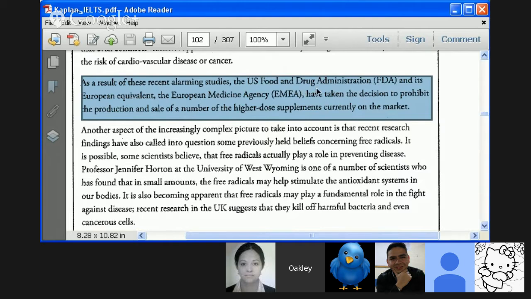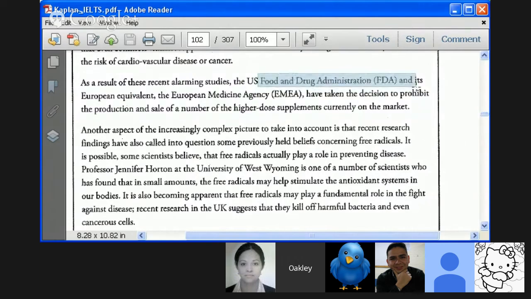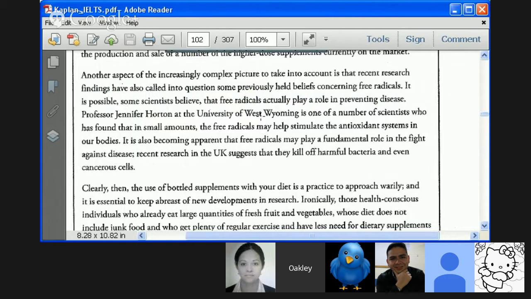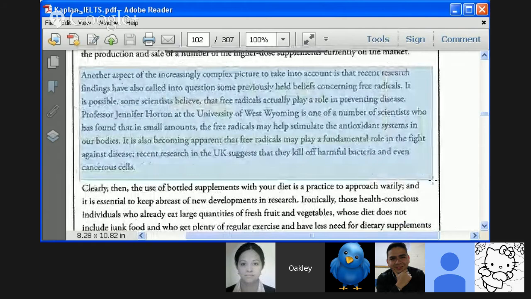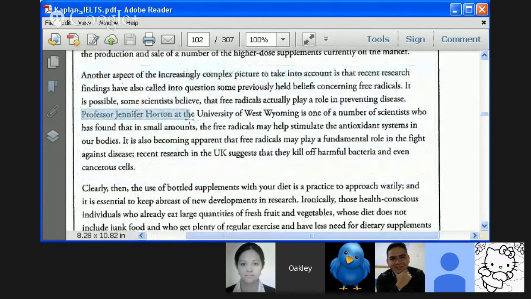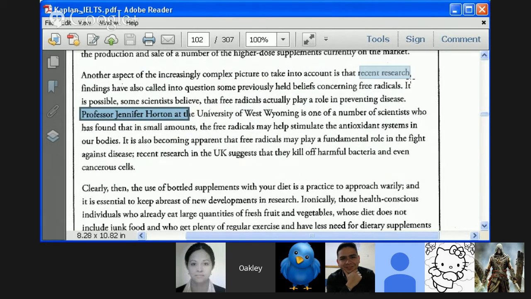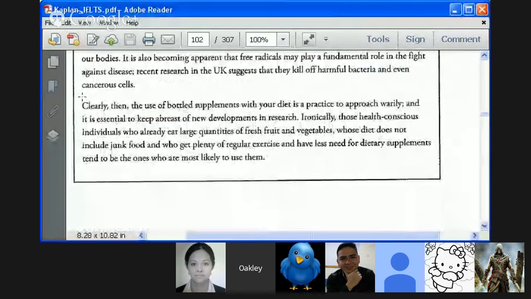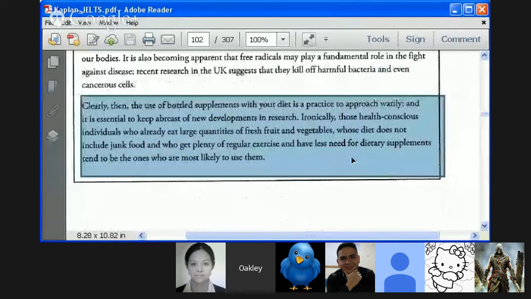Okay, next paragraph, I see a bunch of agencies. Information about agencies or legal stuff, agencies primarily. Anyway, that's the idea. Next paragraph, Professor Jennifer Horton, a scientist. Recent research. See here, something about research and professors probably going on here. Last, of course, is going to be a conclusion.